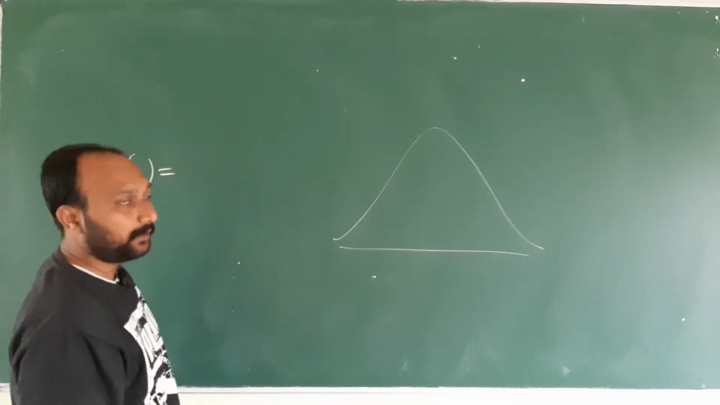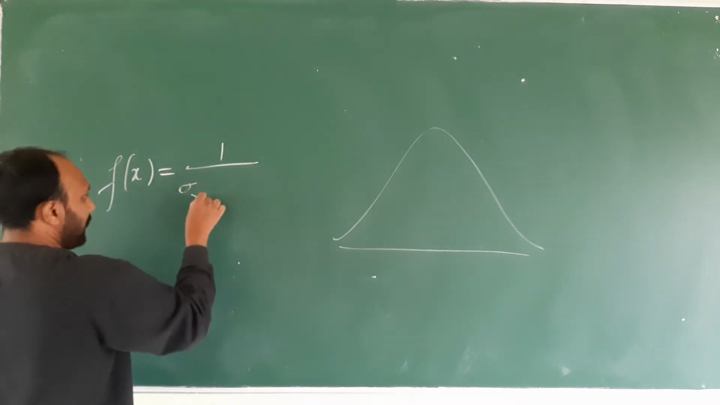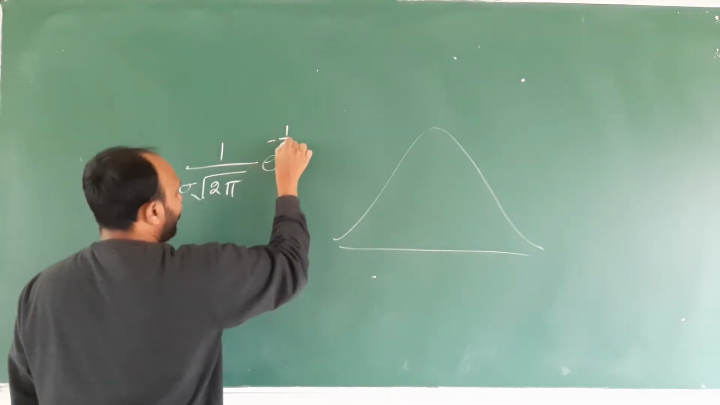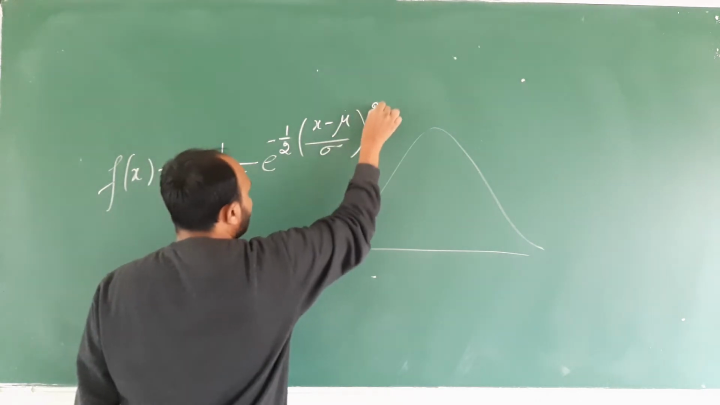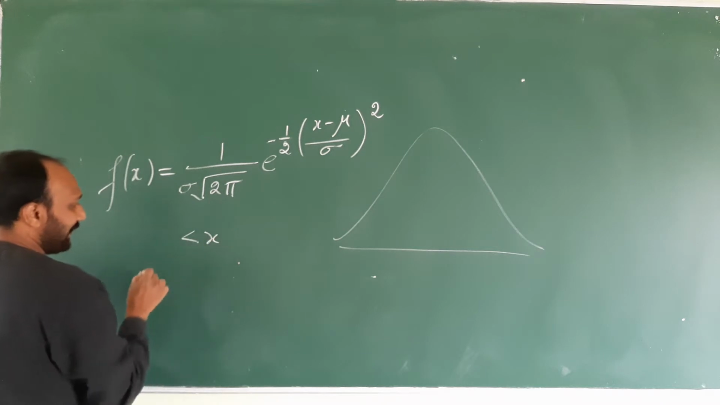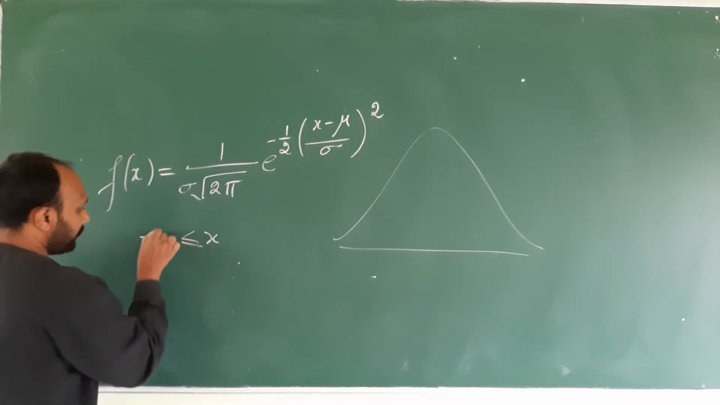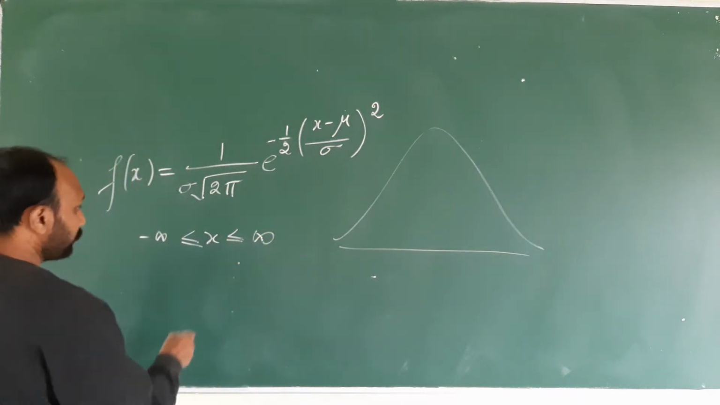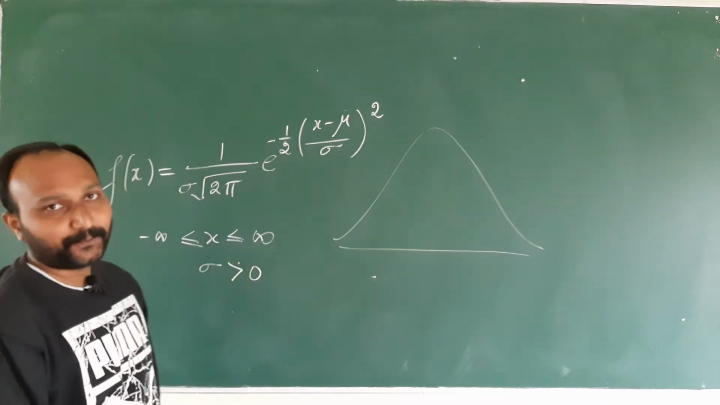What is that particular formula? The formula is f of x is equal to 1 by sigma square root of 2 pi into e to the power minus 1 by 2 into (x minus mu by sigma) whole square, where the value of x can range between minus infinity and plus infinity, isn't it? We have studied this. And also, what is the sigma value? Always the sigma value will be greater than 0.